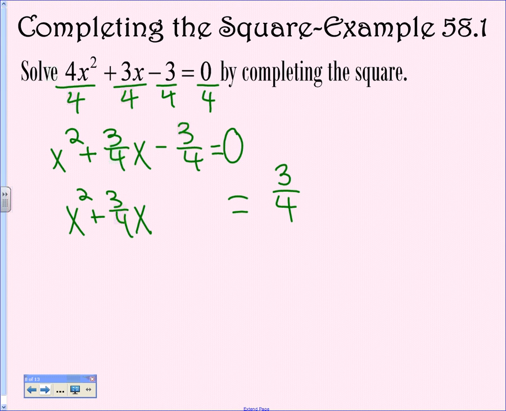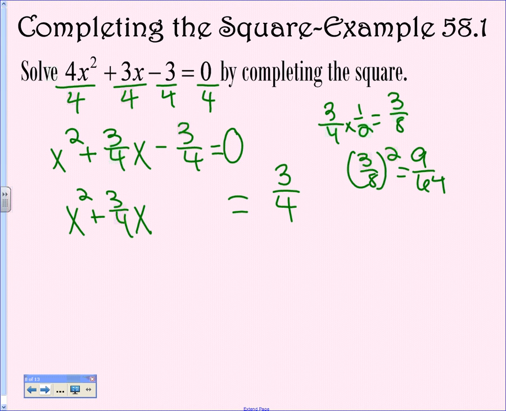Half this. So what is 3/4 times 1/2? 3/8. And then what do we do with that number? What is 3/8 squared? 9/64. What do we do with that 9/64? Put it on both sides.